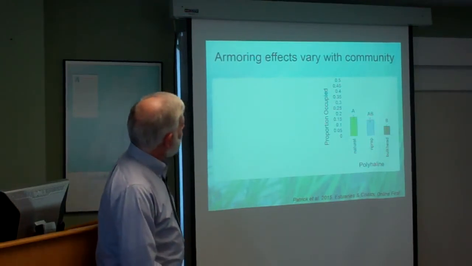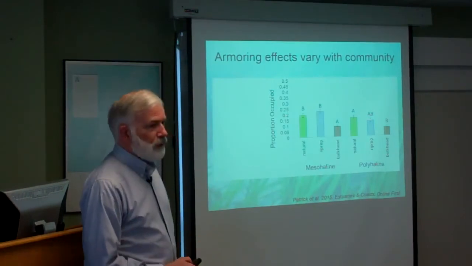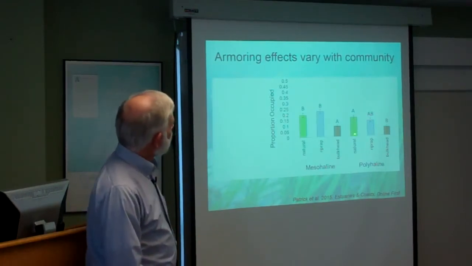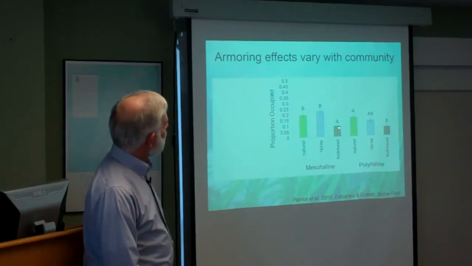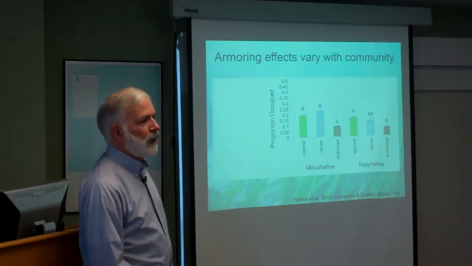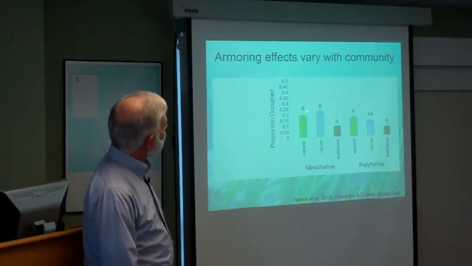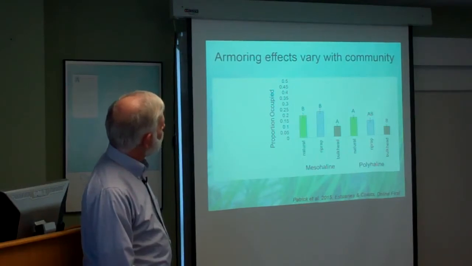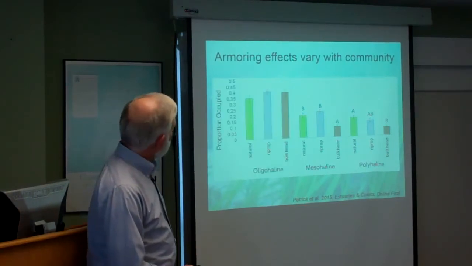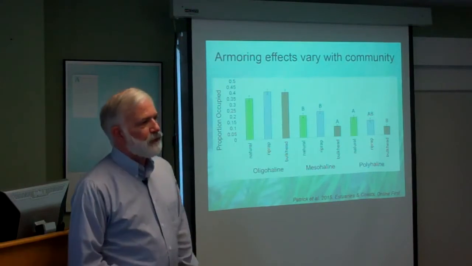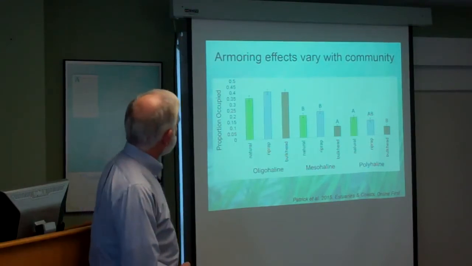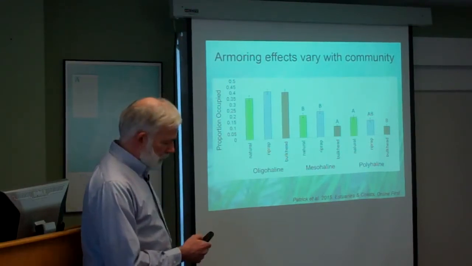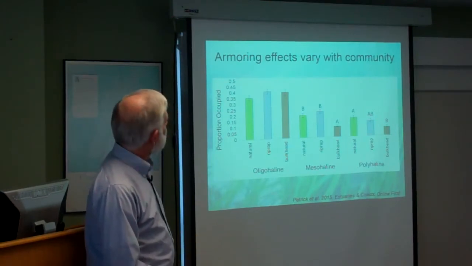different. In the mesohaline zone, where there's different SAV communities, we saw a significant effect of bulkhead in comparison to the other 2 shoreline types, but we didn't see a difference between natural shoreline and riprap. And in the oligohaline zone, we didn't see any significant effects of shoreline hardening on SAV abundance.